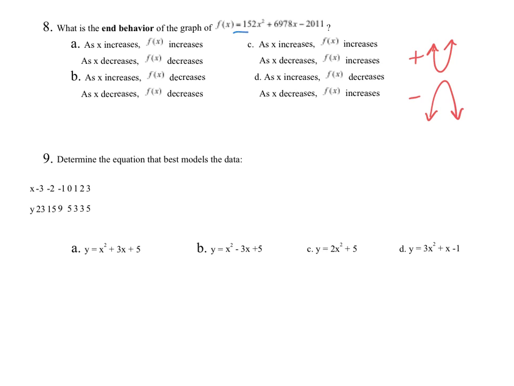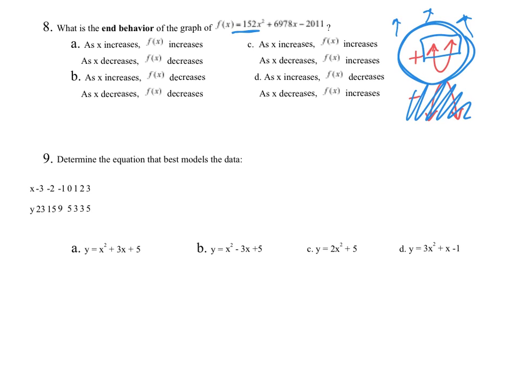So with this function right here, it's positive. So positive means we're going to be looking at this one. I'm going to do away with that one. So we're only looking at what our ends are doing. What are our ends doing? Well, they're both going up. So if they're both going up, then they're both increasing. Okay, so they're increasing. So if they're both increasing, then that's what we're going to look for.